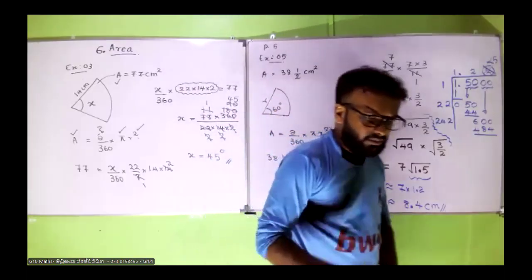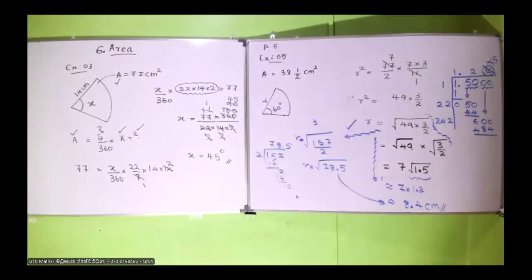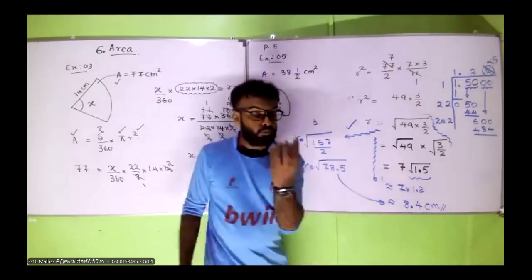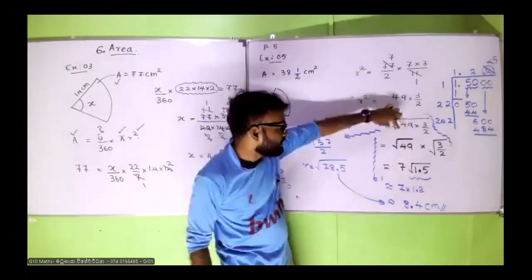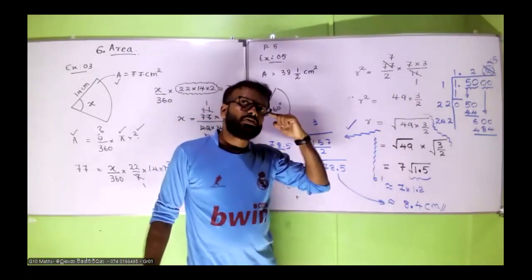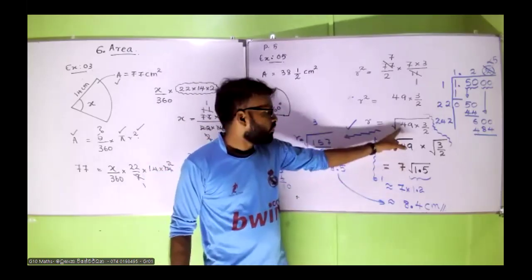Pratik's answer, I think he has rounded it off to the whole number, right? Very close to this. If you do it this way, you need to see these things. What is the square root of 49? 7. You need to catch that before multiplying.